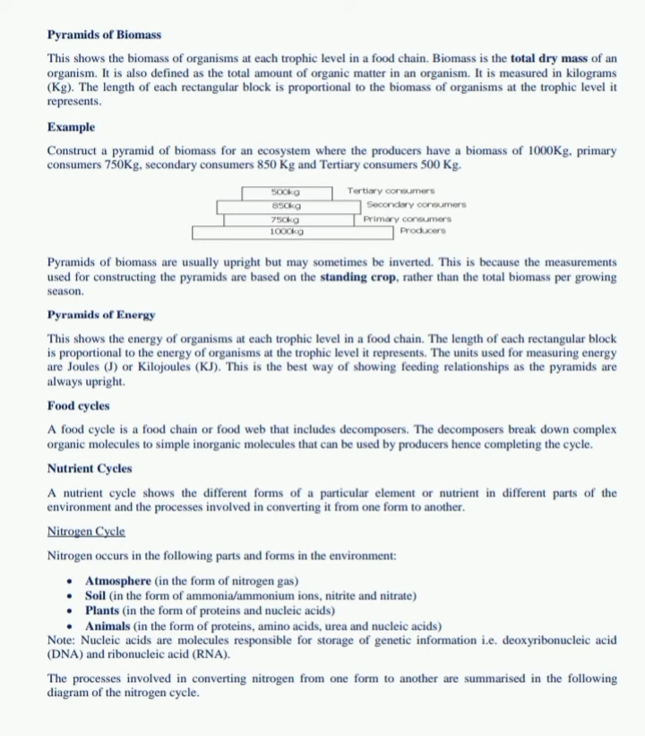Okay, so with that being said, we have what we call food cycles. A food cycle is just a food chain or food web that includes decomposers. Now looking at decomposers, we're not only focusing on animals like lions and eagles. Now we are looking at the final part with the decomposers. What these decomposers do is break down complex organic molecules into simple inorganic molecules, right? And these simple inorganic molecules can then be used by producers, hence completing the cycle, right?